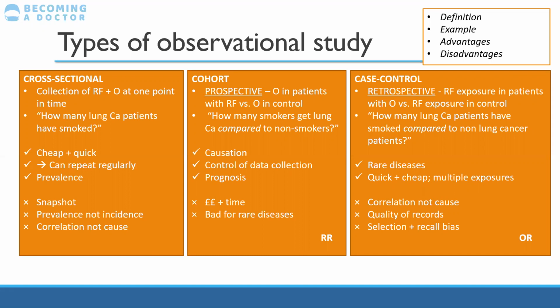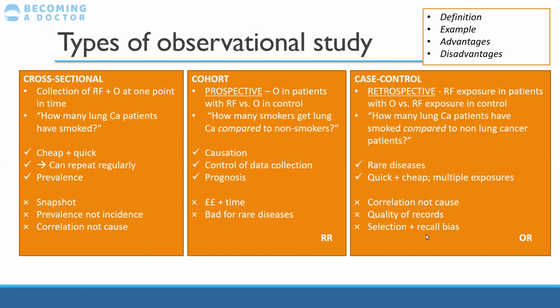So this is very good for rare diseases because you're capturing a sample that includes definite patients with the rare disease. And it's quick and cheap because you're looking at data that's already been collected in the past. And you can examine multiple exposures because you're looking back at the history of these patients, and you can choose what you want to look at.